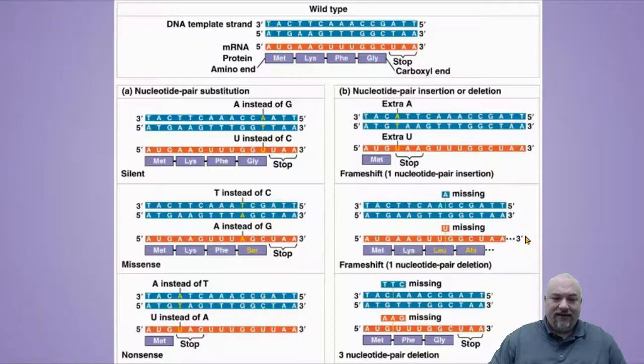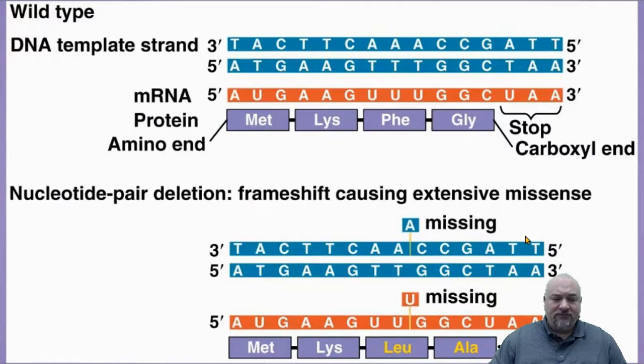All right. Now, here's one where we get a frame shift. We did a deletion here. We got rid of that A. Okay, and so that gets rid of that U, which means instead of up here where we read UUU for phenylalanine, and then GGC for glycine, now we read UUG because this G came down over to here now. So UUG, which codes for leucine, and then it's GCU because that U went over here, which codes for alanine, and then we don't have a stop codon over here anymore.